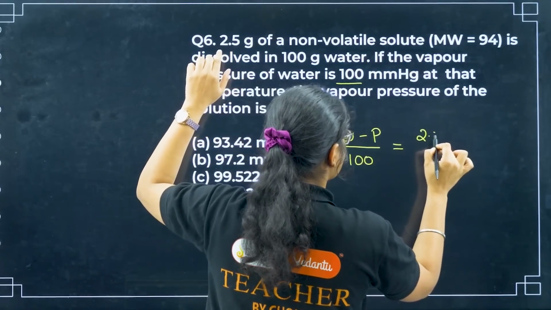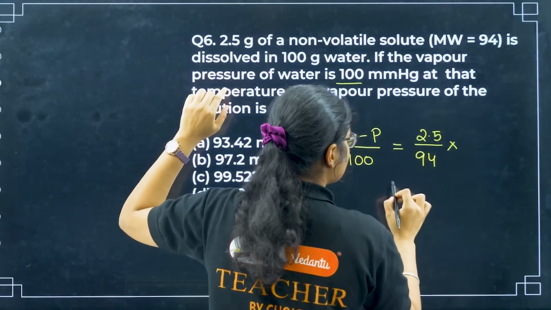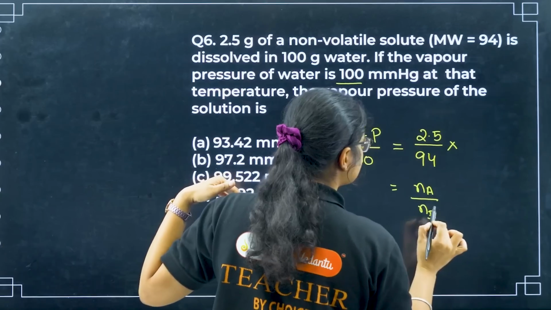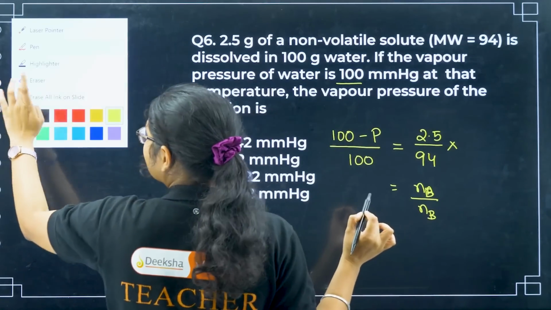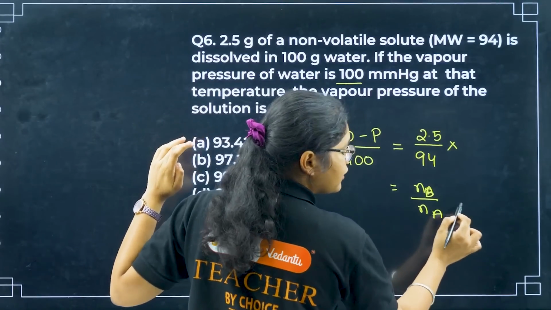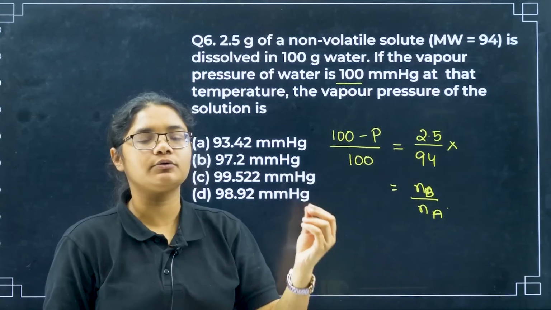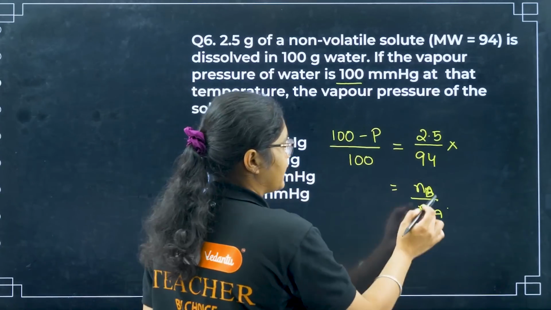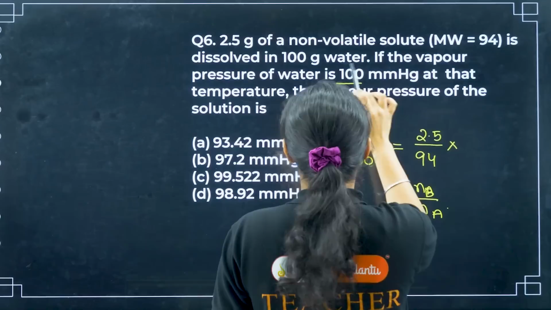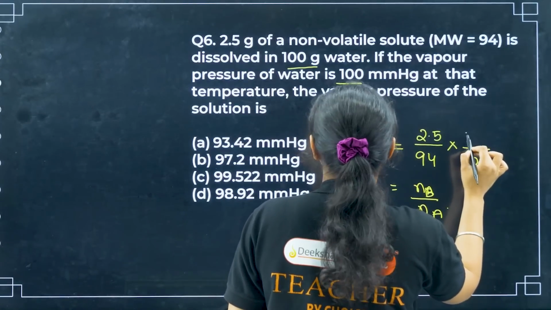So I have 2.5 divided by 94. When we use XB, it is NA by NB, right? Sorry, NB by NA, here we do a small modification. Here we ignore the number of moles of solute. Why? Because compared to solvent, the solute molecules are very less. So NB by NA. So this is NB. NA is how much? 100 gram of water, right? So 100 divided by 18.